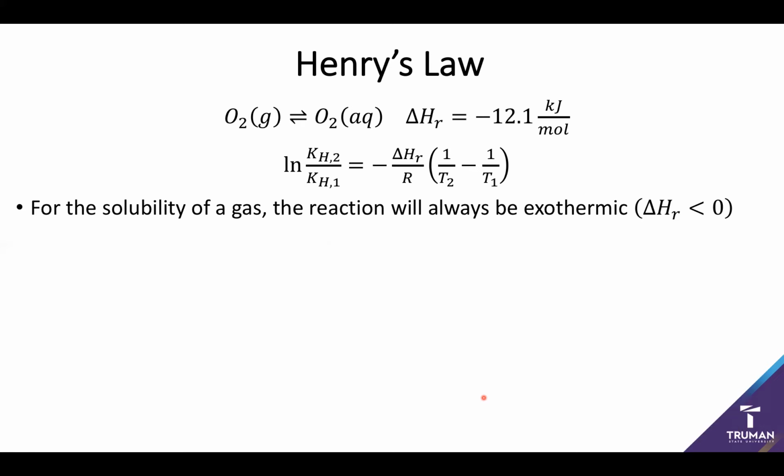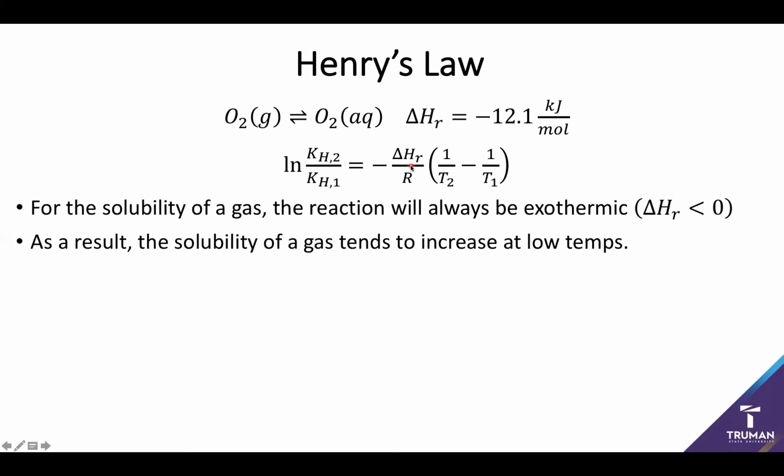And one of the useful things here is that for the solubility of a gas, this process will always be exothermic. The gas will always have better IMFs in the aqueous phase than it does on its own, as demonstrated by oxygen having a value of negative 21.1, which is fairly typical. Because this is an exothermic process, the solubility of the gas tends to increase at lower temperatures. And again, we saw this with the basic idea: if I put in more energy, it will end up favoring the more disordered phase, in this case, oxygen.